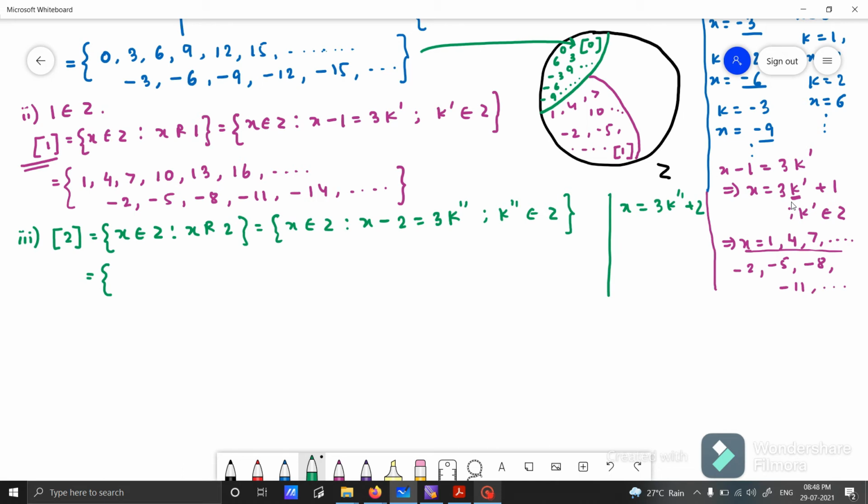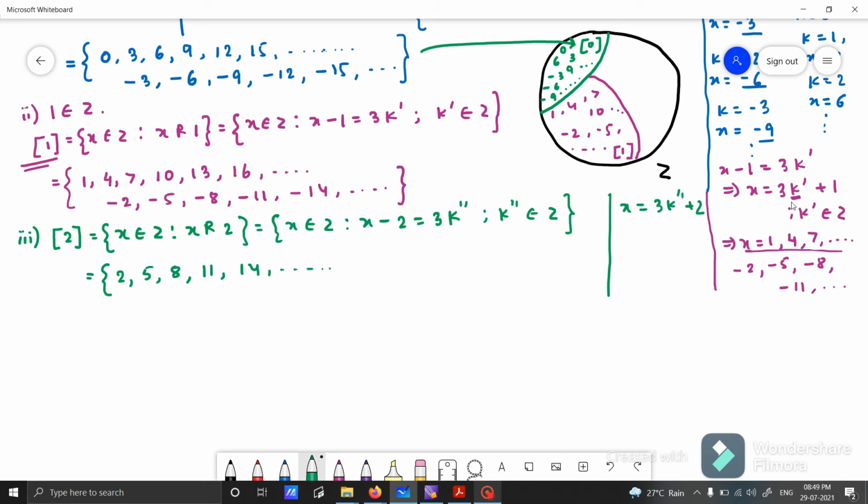Now if you put k double dash as 0, what is this? 2. Now if the value of k double dash is 1, then 5, and as before you just go on adding and you get the subsequent elements. So 2 plus 3 is 5, 5 plus 3 is 8, 8 plus 3 is 11, 11 plus 3 is 14, and so on.